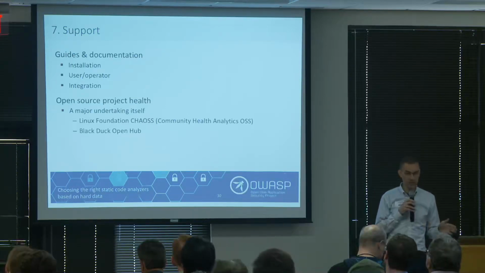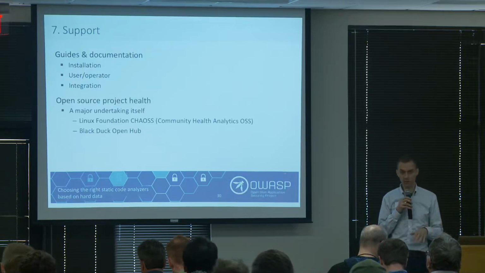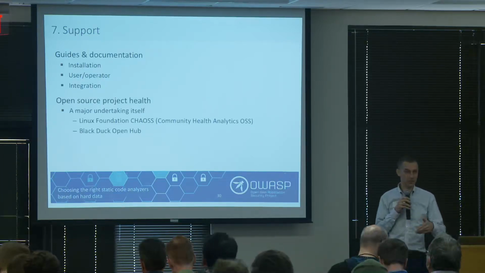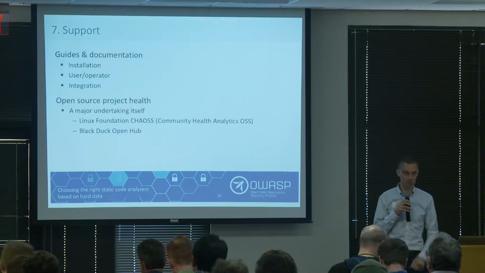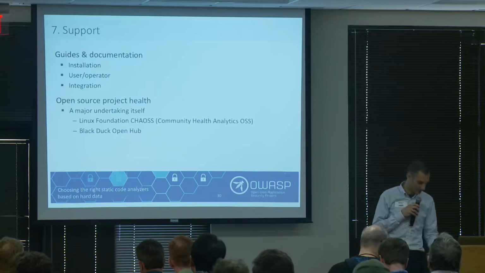Measuring open source project health is its own thing. There's a Linux Foundation CHAOSS system that'll do it. Black Duck has their Open Hub measures. That's a public website. So we found it's better just to link to those, because there are a lot of different measures of community, how big it is, the commit frequency, I don't know, there's a bunch of metrics. You can look them up on those.